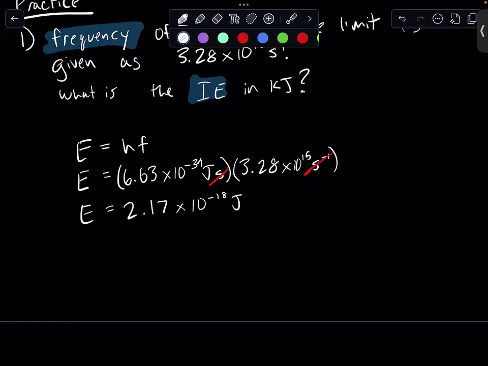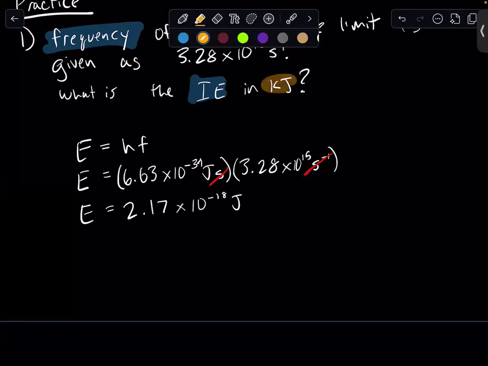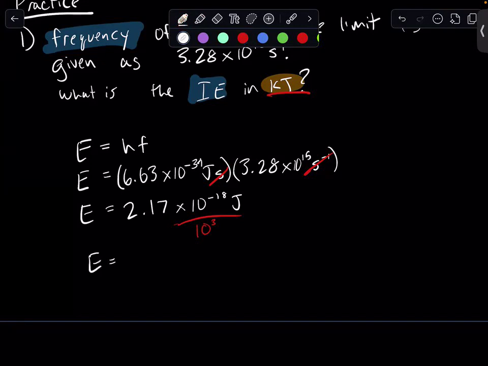The final aspect of this is that my answer is asked for in kilojoules, not joules. So I'm just going to divide by 1,000, or you could just divide by 10 to the third, and you get energy equals 2.17 times 10 to the minus 21st kilojoules.